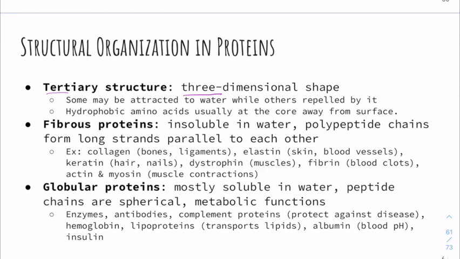Keratin gives your hair color. Nails. Dystrophin, in muscles. Fibrin, that helps form your blood clots. And actin and myosin are also fibrous proteins. Those are what help muscle contractions.